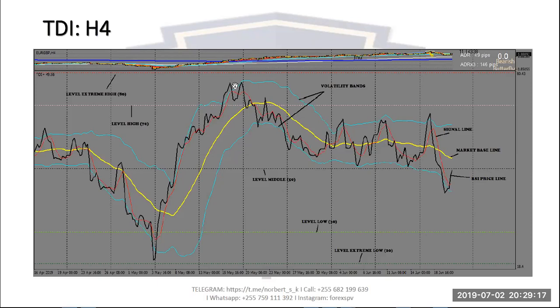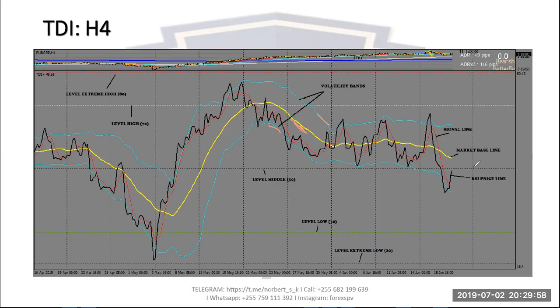So we have the volatility bands, the blue bands here. These are called the volatility bands, and they are coordinated with this yellow line in between, which is called the market baseline. So if you are aware of the RSI, the relative strength index, is it the relative strength index or indicator?